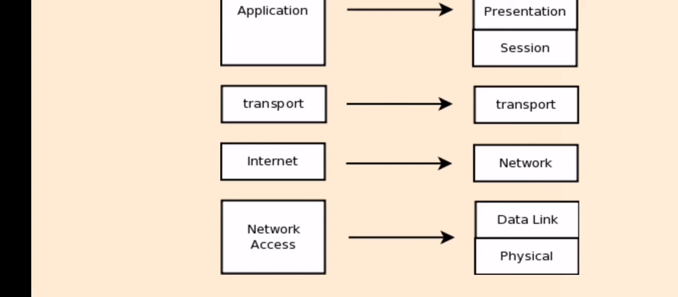So there are various functions performed by the Internet layer, and they are: number one, delivering IP packets. Second, performing routing. And the third, avoiding congestion. So those are the different activities involved in the internet layer.